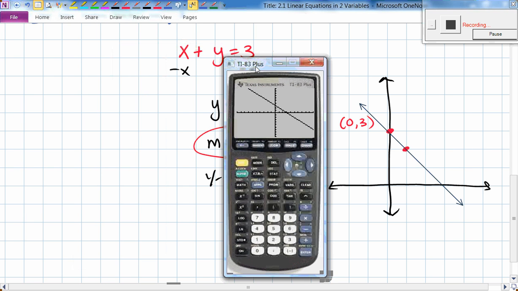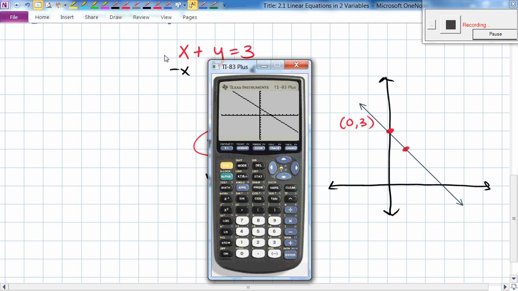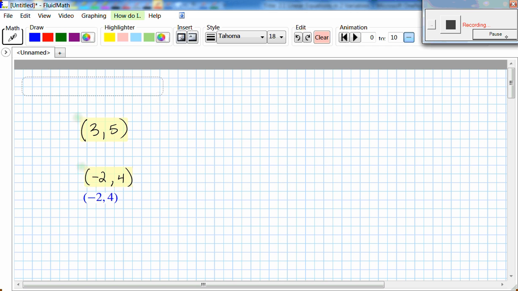Then everybody hit zoom 6, and check it out. Do those graphs line up? Yeah, they sure do, right? That's looking pretty darn good. All right. So I gave you 2 points. I said 3, 5, and then negative 2, 4, right?